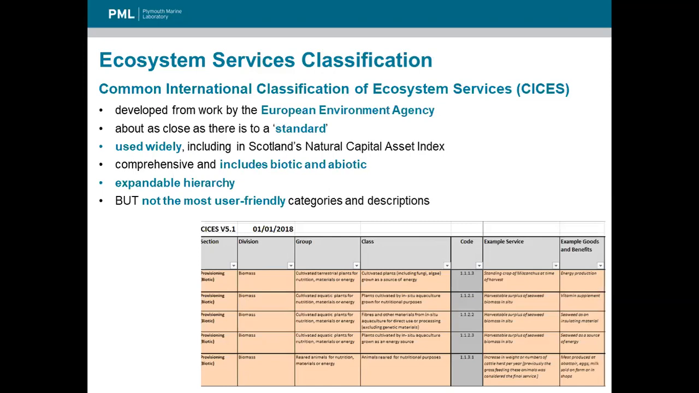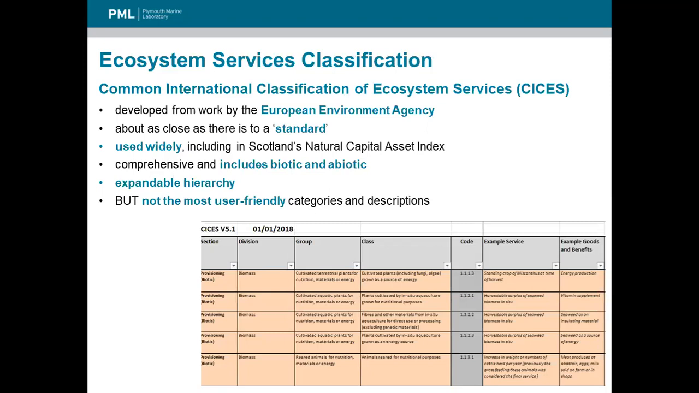It's comprehensive and it includes both biotic and abiotic services, which is important because some classifications only focus on the biotic services, the things that actually stem from ecological components. But in doing a comprehensive sustainability appraisal, you can't ignore the abiotic components. Again, like the habitat classification, CICES is also an expandable hierarchy, so you can use it at different levels depending on the resolution of data that you have or that you need or that you can deal with.